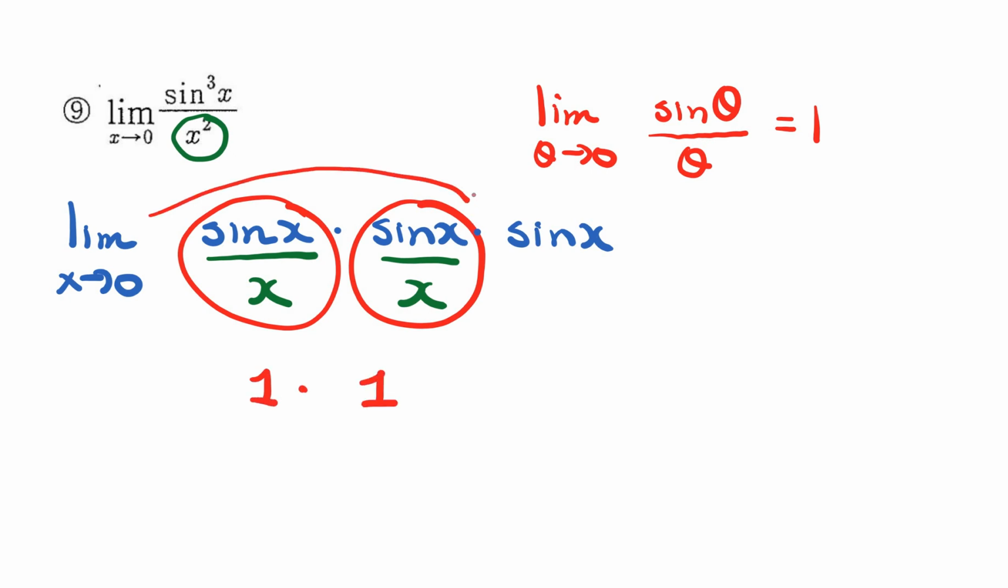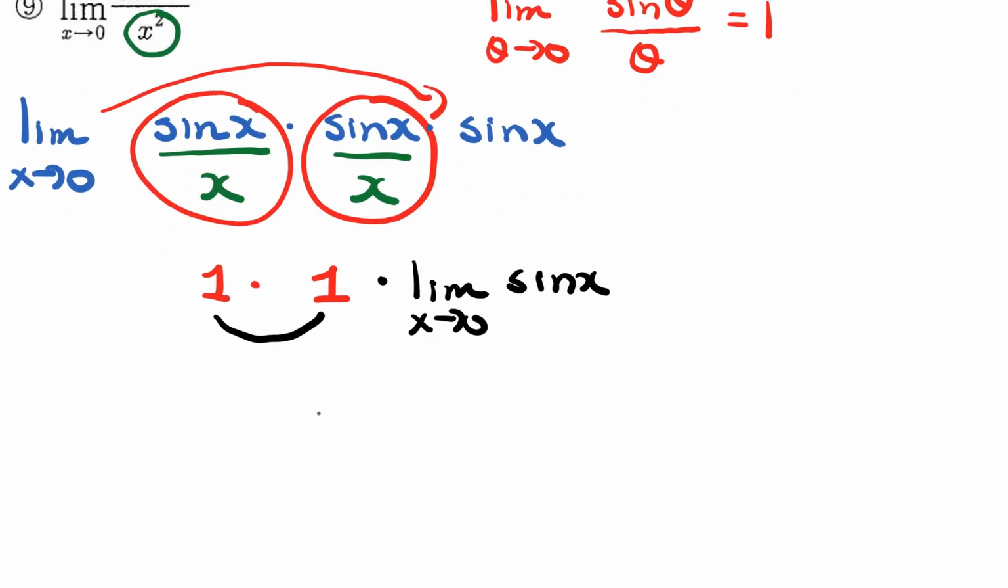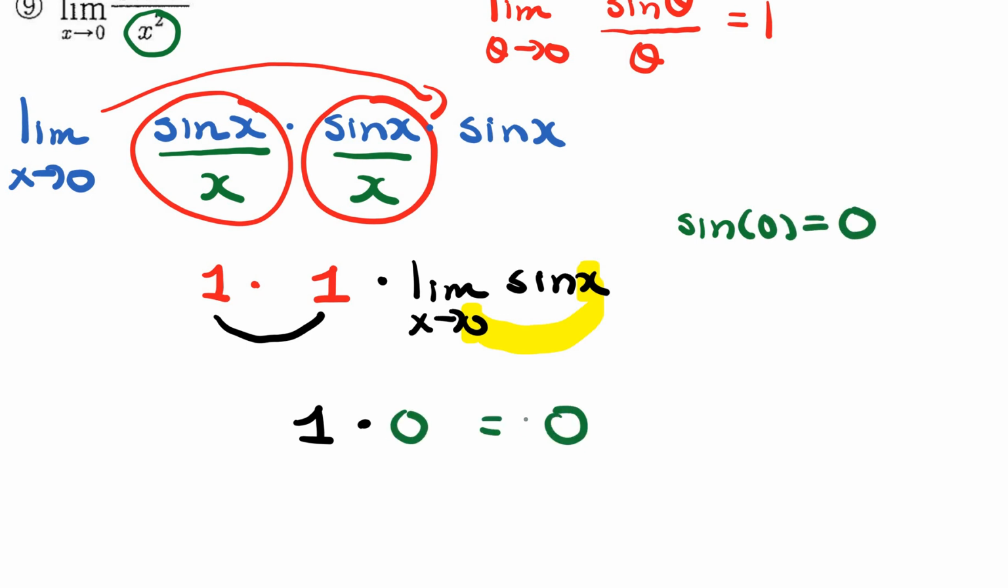And then if I distribute that over there, that's almost the same thing as the limit as x goes to 0 of just sine x. All right, so 1 times 1 will be 1. And if I do a direct substitution here, sine of 0 is going to be 0, right? So 1 times 0 is going to be 0. Okay, so that concludes this homework video guide for limits of trig functions.